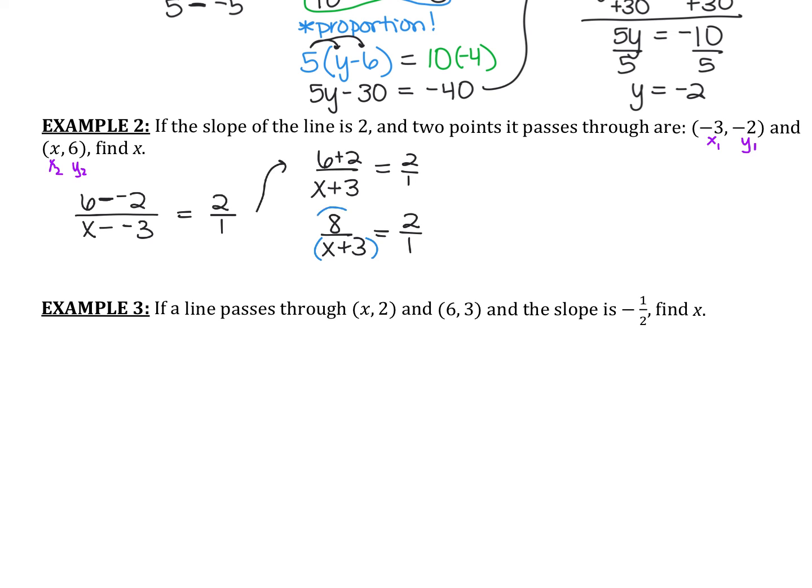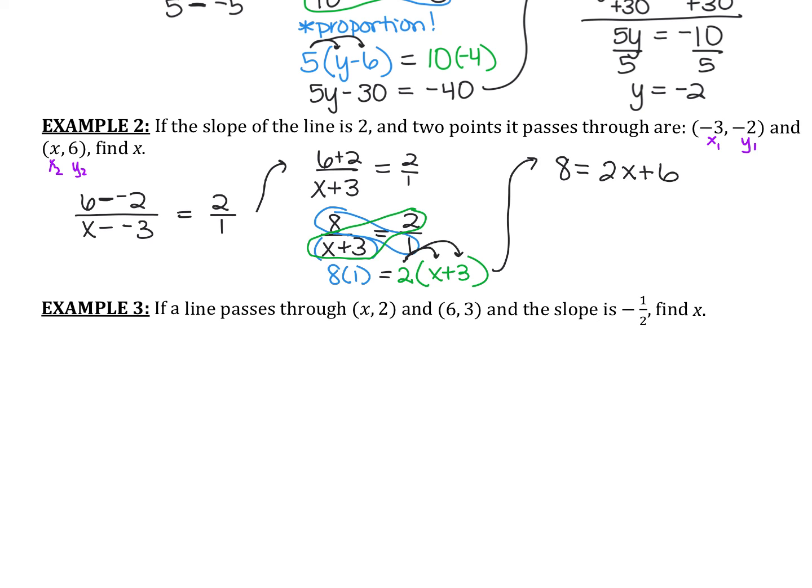Let's draw this. 8 times 1 equals, and then I'm going to multiply the 2. And remember, this x plus 3 is like being in parentheses. So 2 times x plus 3. I didn't really leave you guys enough room. Sorry about that. So this simplified, I get 8 equals 2x plus 6 when I distribute the 2 into both terms.